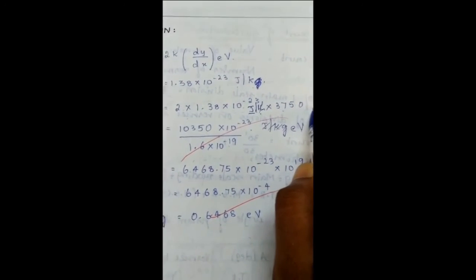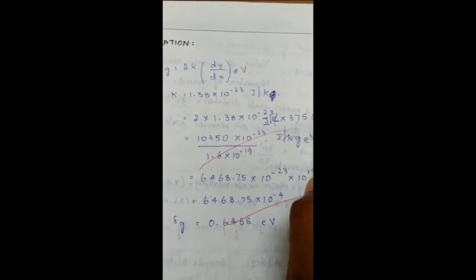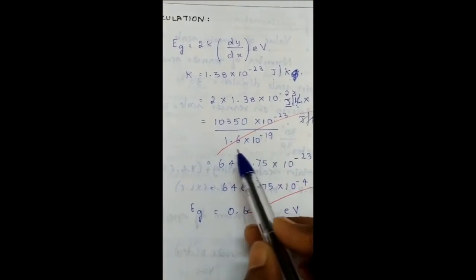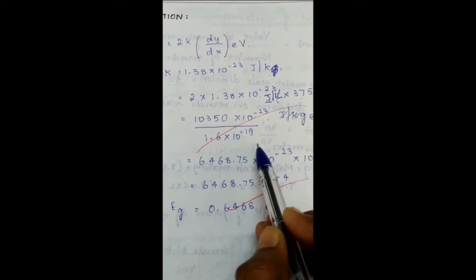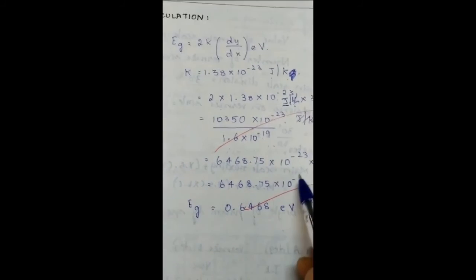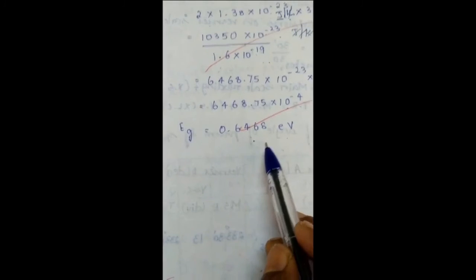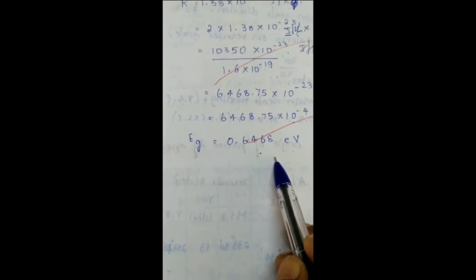In order to convert it to electron volt, we need to divide that value by 1.6 into 10 power minus 19 coulombs. If you divide the value by 1.6 into 10 power minus 19 coulombs, we can convert the value of joules into electron volts. So Eg is equal to 0.6468 electron volt here, right? So this is how we need to calculate the band gap of a semiconducting material using this post office box.